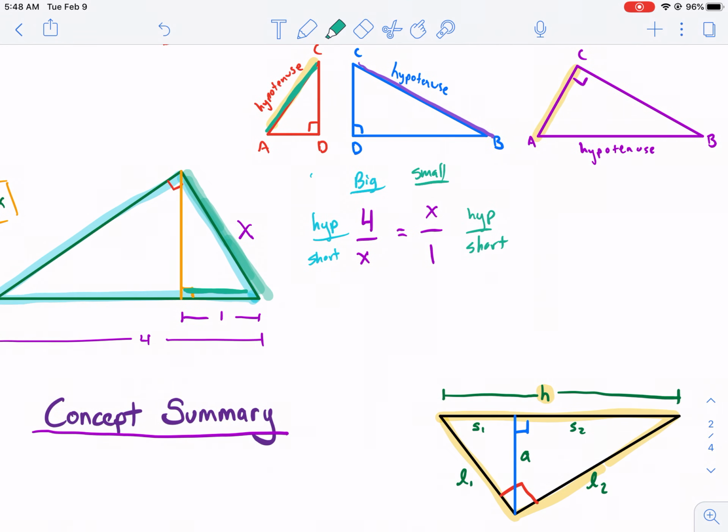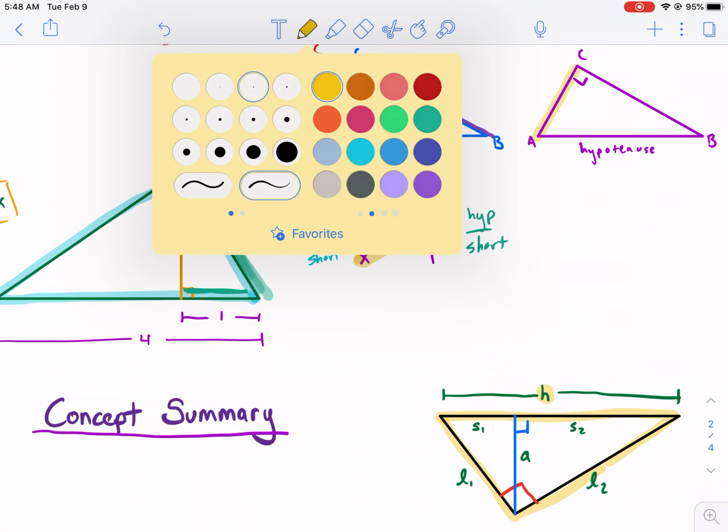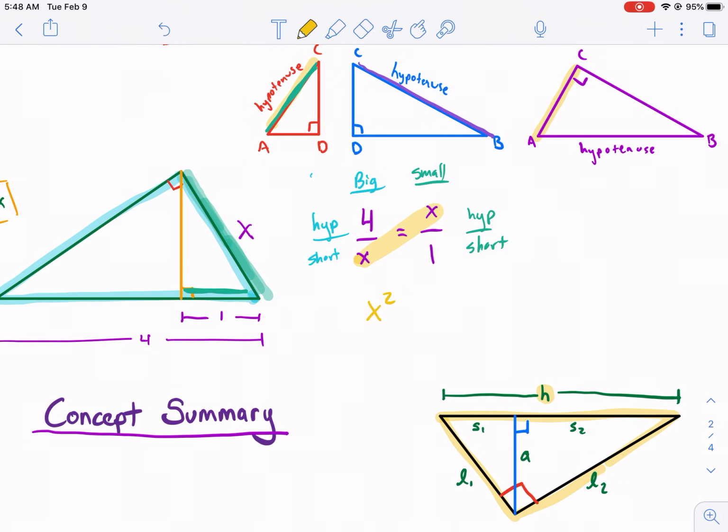We have a geometric mean. That's what we're looking for in these problems. Okay, so we can go ahead and cross multiply and divide. Or if you want, there's a simpler way to do it too. Once you get in the habit of this, we're going to have x squared, x times x, equals 4 times 1, which is 4. We're going to take the square root of that, and we get x equals 2.